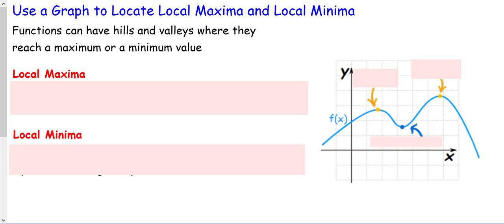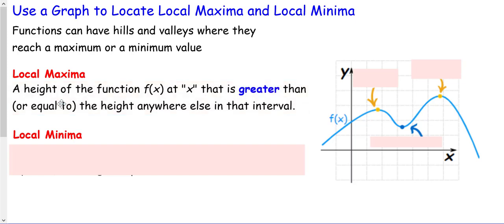In this third video, we're going to look at locating local maxima and local minima, as well as absolute maximum and absolute minimum. So functions can have hills and valleys where they reach a maximum or a minimum value. And a local maxima, and maxima is the plural of maximum, a local maxima is a height of the function f of x at x that is greater than or equal to the height anywhere else in that interval.